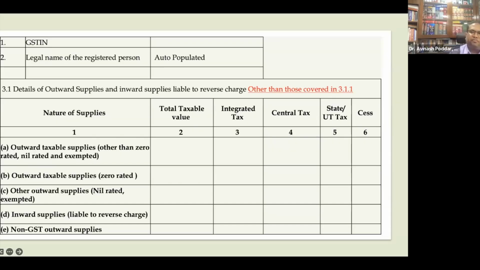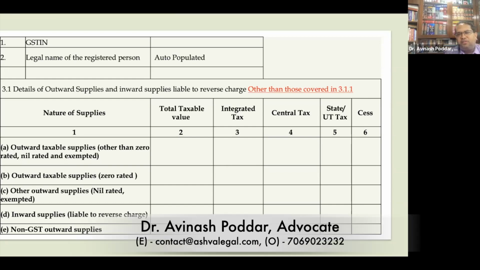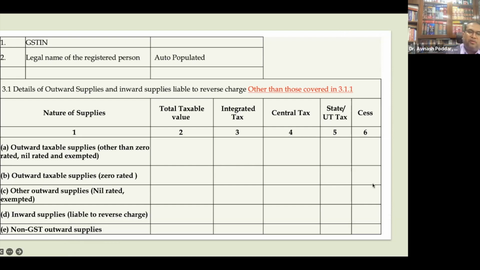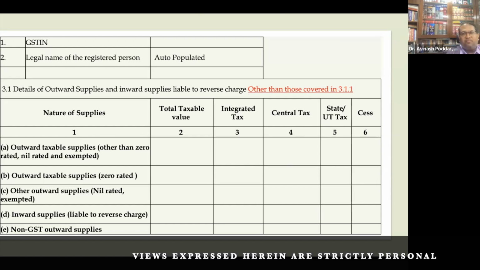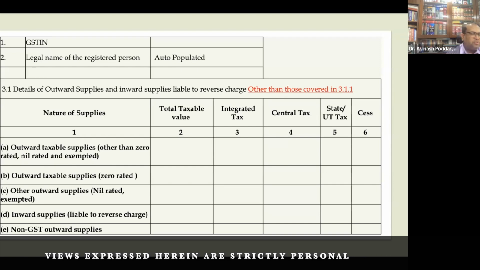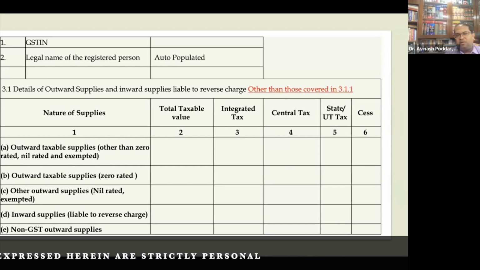I hope the screen is visible. Now friends, this is the form. You can very well see this, that in para 3.1 of this form, the red marked is other than those covered in 3.1.1. This means that they have inserted one paragraph, one complete table 3.1.1 after 3.1. Now, what will be the relevance of that? That I'll be explaining in due course. Rest of the contents of this form will remain as it is.